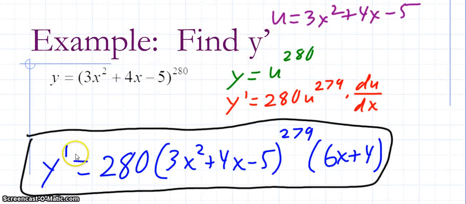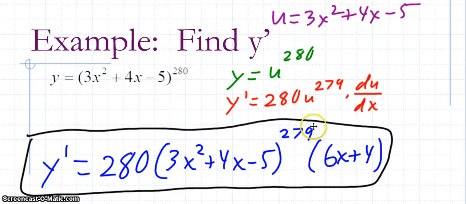Alright, so hopefully you got y prime is 280 times the quantity 3x squared plus 4x minus 5 to the 279th, and then times 6x plus 4. Don't simplify this at all, just leave it. Alright, how do we get that?